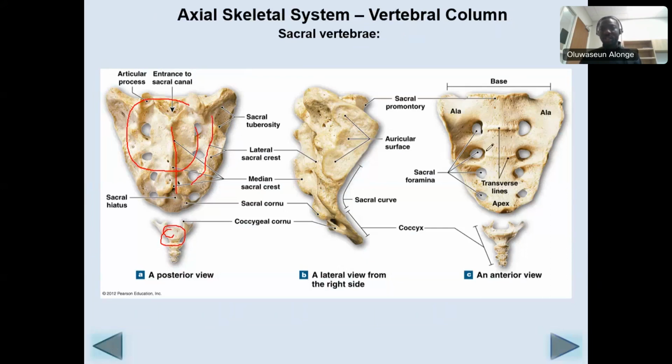Now, key thing that I wanted you to take note of, like I told you earlier, this sacrum used to be about 4 to 5 bones in a newborn, and later they grow and fuse together, and that's the sacral curve there. Then coccyx as well used to be about 3 to 4 bones that later fuse together to form one in adults.